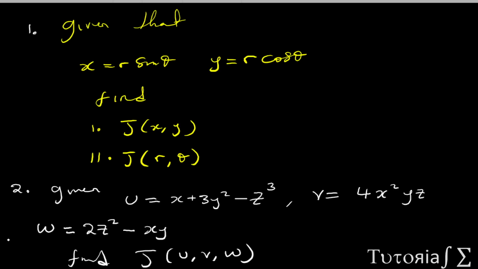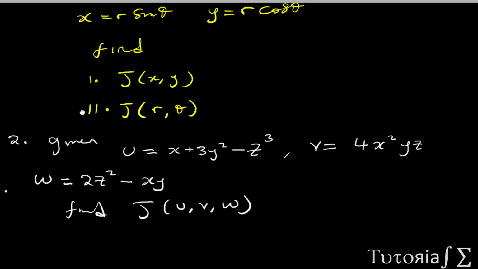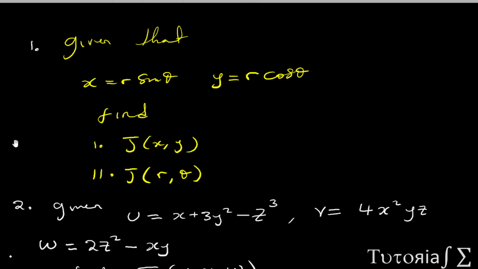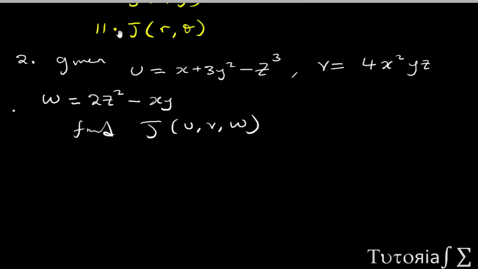So I have 2 questions here. I'm going to add one more. Given that x is equal to r sine theta, y is equal to r cos theta, find the Jacobian of x and y and the Jacobian of r and theta. Then secondly, you can pause the video and copy that. Given that u is equal to that, v is equal to that and w is equal to that, find the Jacobian of that.